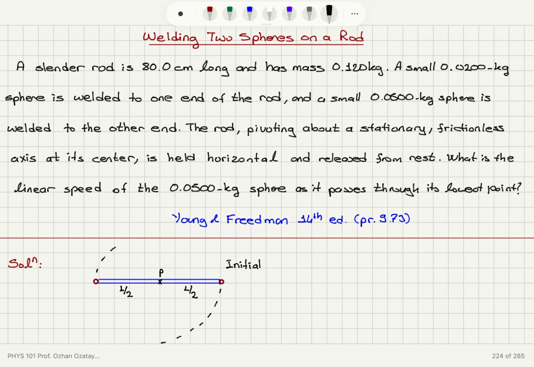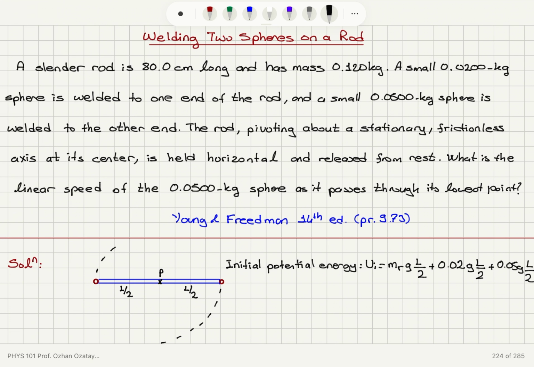Initial potential energy, I call U sub i, is going to be equal to the mass of the rod times g times capital L/2, because we are at a distance capital L/2 from the bottom, and we have the 0.02 kilogram mass at a distance capital L/2, and we have the 0.05 kilogram mass at a distance capital L/2.